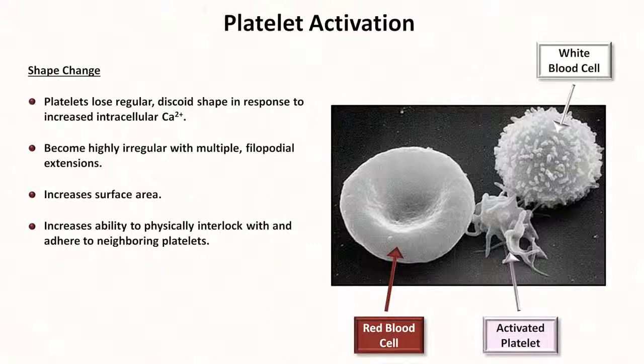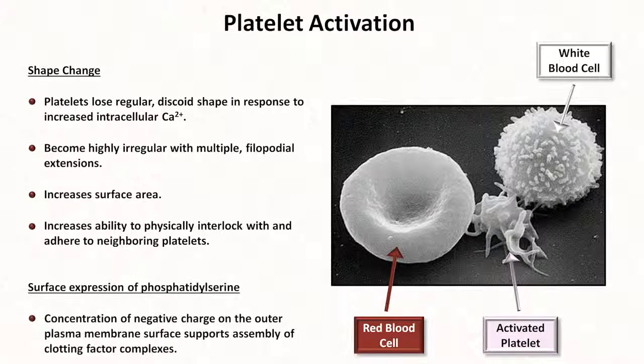One final important consequence of platelet activation is the surface expression of a phospholipid called phosphatidylserine. The concentration of negative charges from the phosphatidylserine on the surface of the outer plasma membrane supports assembly of clotting factor complexes, to be discussed in the next video.